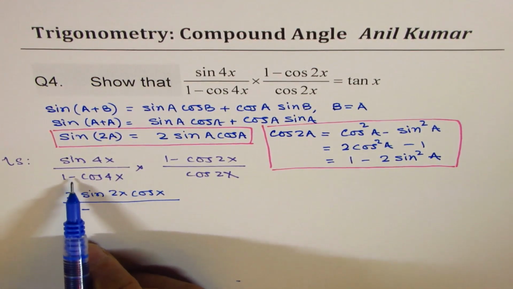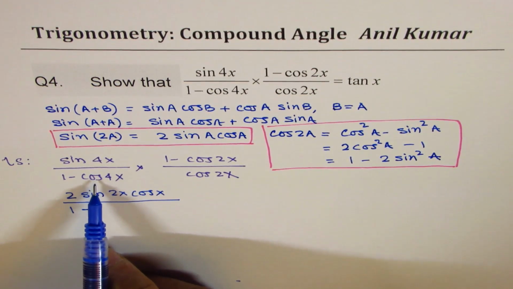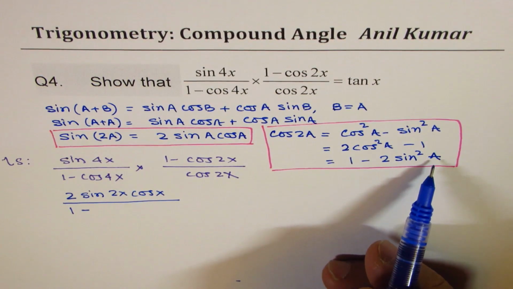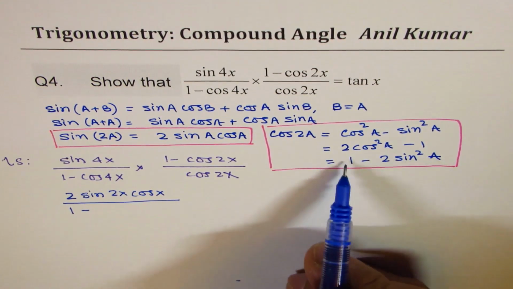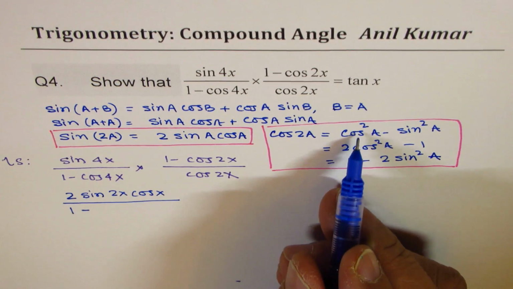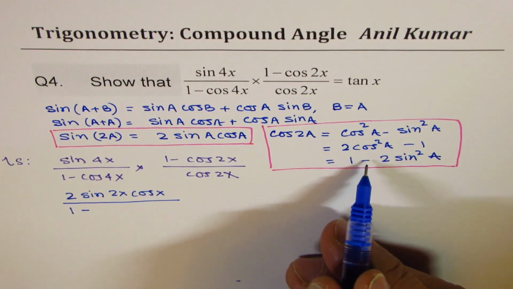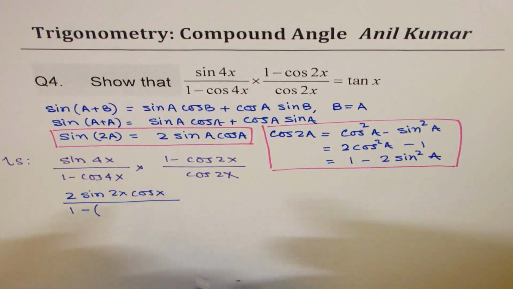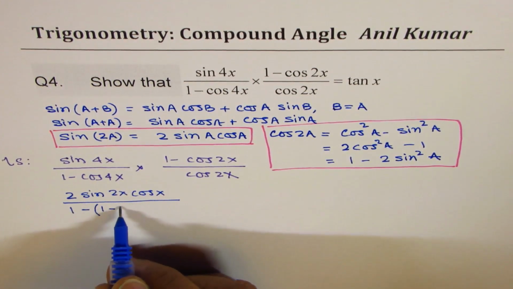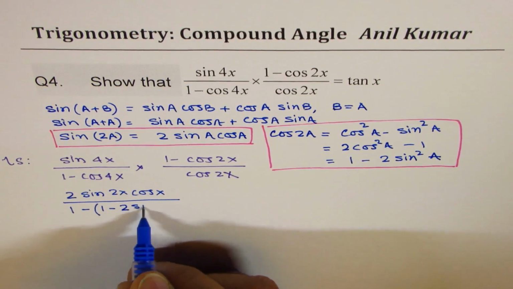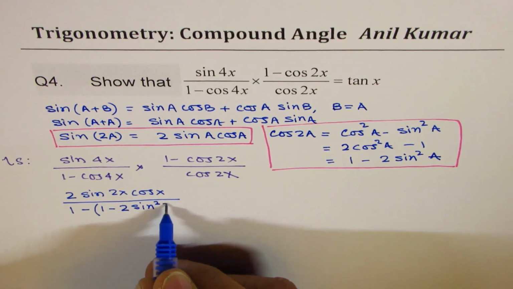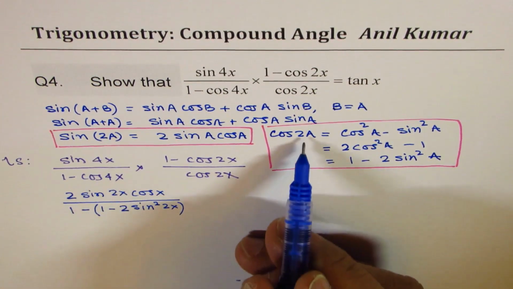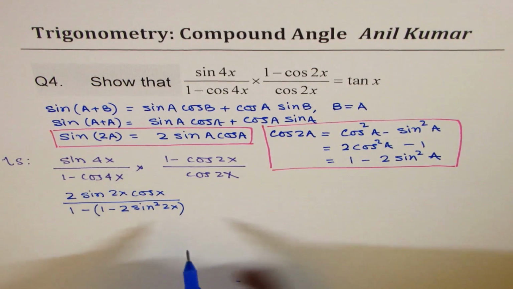Now, since it is 1 minus, it is good to use the formula 1 minus 2 sine square x with double angle, so that 1 and 1 cancel out. So there is always an option of using any one of these. So best to use for cos 4x will be this one, which is 1 minus twice sine square 2x. Right? So instead of 4x, twice 2x, it makes sense.